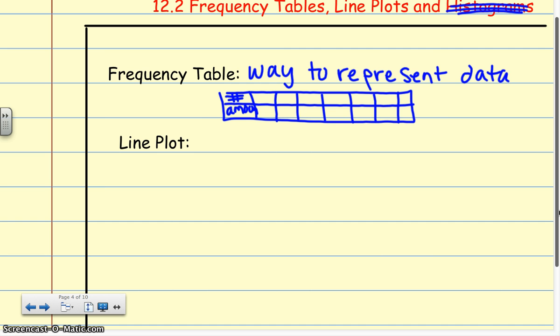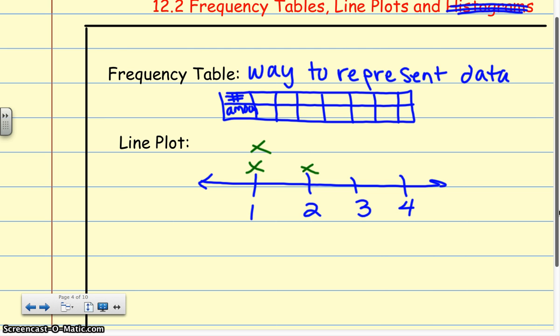A line plot is another way to represent data. A line plot will just give us a visual right away. We'll have some numbers here. Let's just say we have 1, 2, 3, 4. And we represent its frequency by just making X's. In reading this line plot, I say there would be 2 1s. Looking at this, there would be 1, 2. There are no 3s in this data set, and there are 3 4s. So those are just 2 ways to represent data.